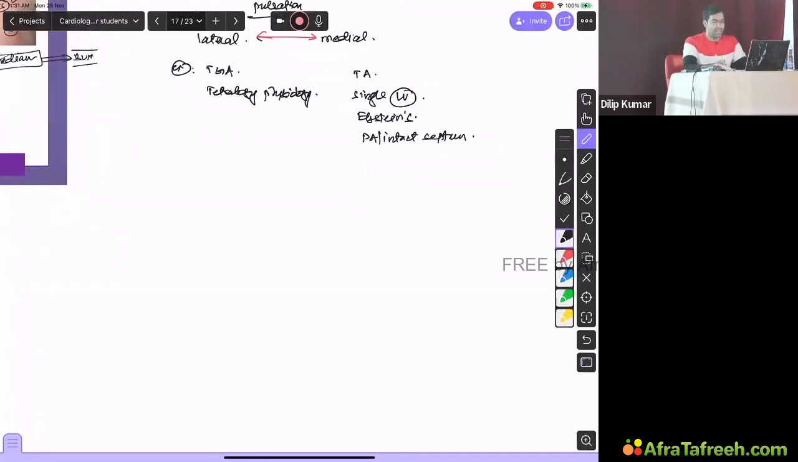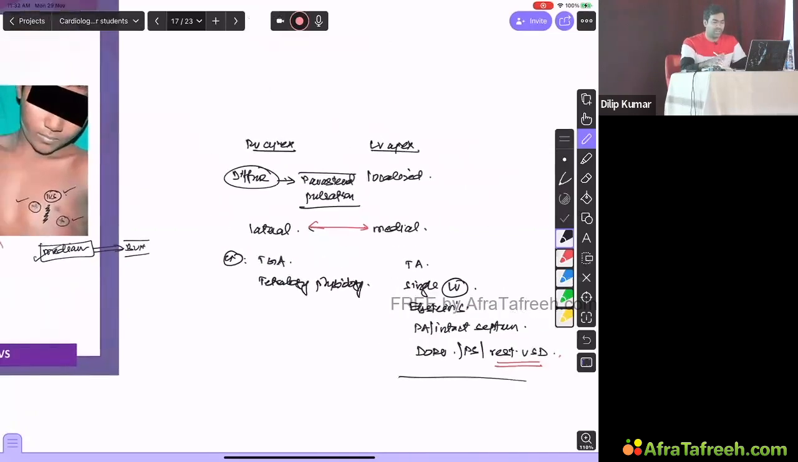And probably I can say double outlet right ventricle, and other conditions: pulmonic stenosis, and probably restrictive VSDs. What do you mean by restrictive VSD? A very, very small ventricular septal defect where the shunt is not too great to produce significant pulmonary hypertension and problems. Are you understanding or not? It is like normal, like you and me only, but a very small VSD. For namesake, it is there. That's all. Do you understand? Yes. So these are the conditions that generally produce an LV apex.